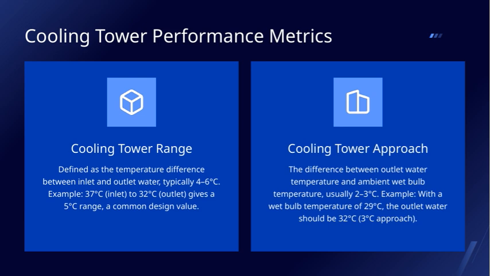Finally, the cooling tower range is essentially the difference between the inlet and outlet water temperatures. It's a critical performance metric because it indicates the cooling capacity of the tower. A larger range generally means the tower is providing more cooling, but it also depends on the specific system requirements.